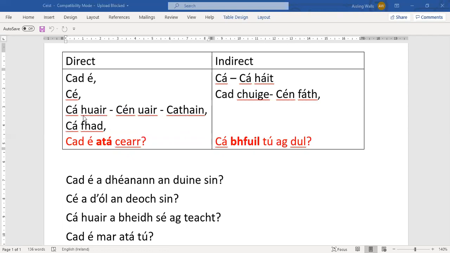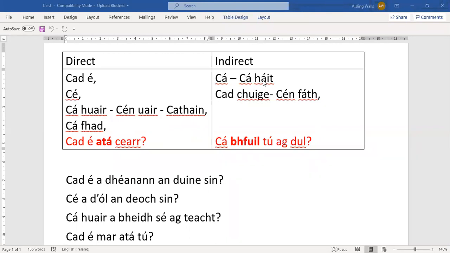So the first one from Ulster, how do you pronounce that? That's cathair. This word here, uair, means an hour, or it means time. There are just different forms, but the first one is the one you'll mainly hear up here. But you'll read these more because a lot of stuff gets produced in the south. Then Cá fhad, how long? So cá fhad atá sé, how long is it? And then on the indirect side, we have cá, which is where. And cá háit is the same, where.